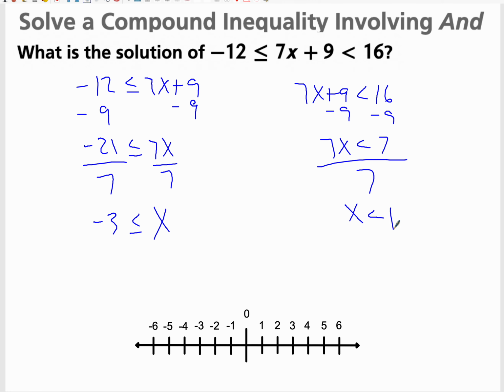So negative 3 is our smallest number, shaded in. And x is less than 1, so 1 gets an open circle. And so x is greater than this one, which means it shades to the right. X is less than this one, which means it shades to the left, so it's that middle section that shades. And that's what an and should end up looking like. Okay? So then make sure you write your solution as one statement. Negative 3 is less than or equal to x is less than 1. That's an ugly less than symbol.